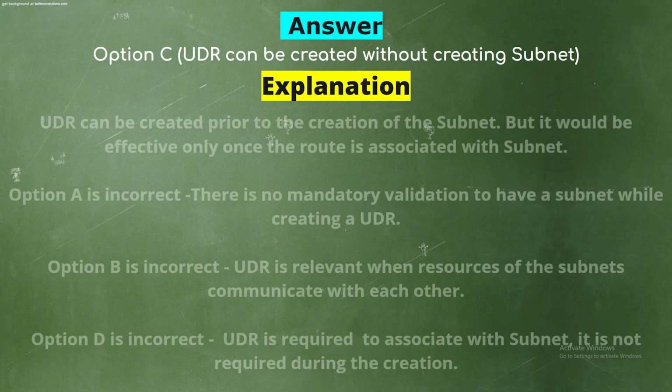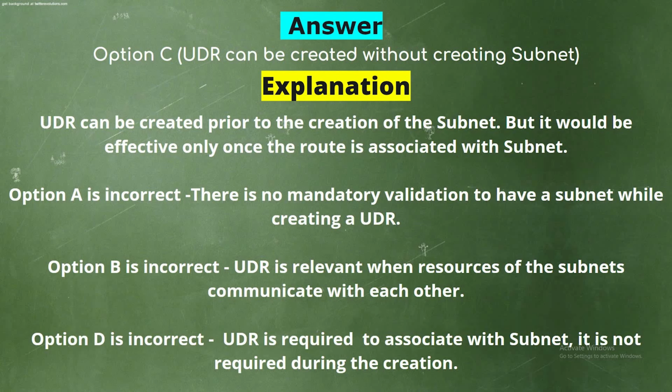Explanation. UDR can be created prior to the creation of the subnet, but it would be effective only once the route is associated with subnet. Option A is incorrect. There is no mandatory validation to have a subnet while creating a UDR. Option B is incorrect. UDR is relevant when resources of the subnets communicate with each other. Option D is incorrect. UDR is required to associate with subnet. It is not required during the creation.